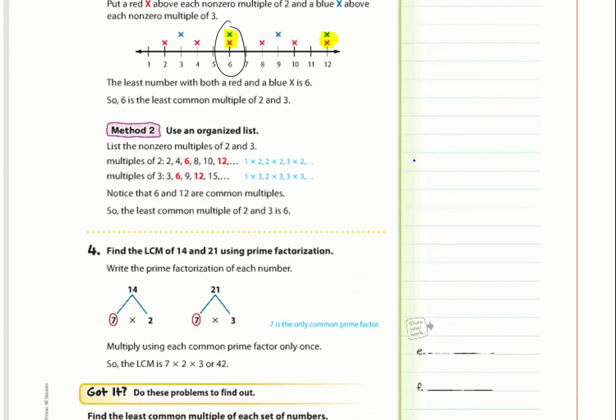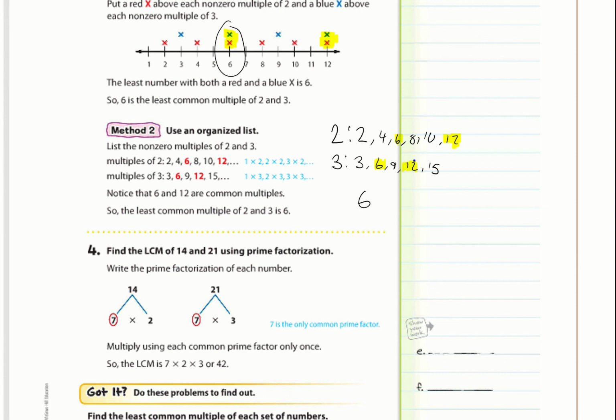So our answer would be 6. So method 2 is using an organized list. So how we do this is I write down my multiples I'll be starting off with, and now I just count by 2's. 2, 4, 6, 8, 10, 12. Same with 3. 3, 6, 9, 12, 15. Now if I look, I have some common multiples here and here. Made a slight mistake. So I have my multiples of 2 and my multiples of 3. I still have common of 6 and 12, but my least common is going to be 6.